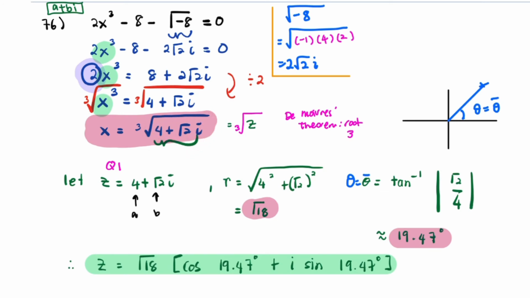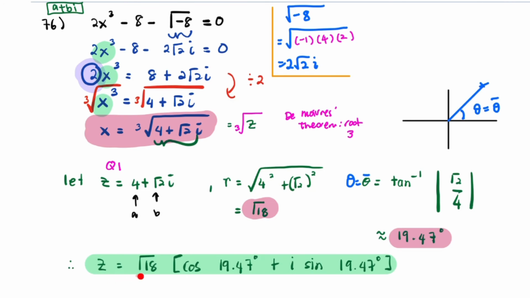Let's take this term here to be z. And then we know that we need to use De Moivre's theorem and take the root of z. So now let's put our z here, 4 plus root 2i. Let's find our a is 4, our b is root 2. So now if you plot, we are in the first quadrant. Let's find our r using Pythagorean theorem. This is root 18. And then let's find our argument. Our argument is just the same as our reference angle, which is inverse tangent modulus root 2 over 4. So this is 19.47 degrees.